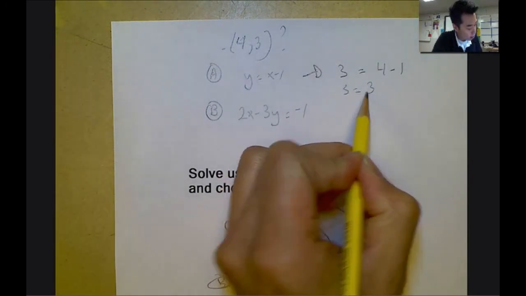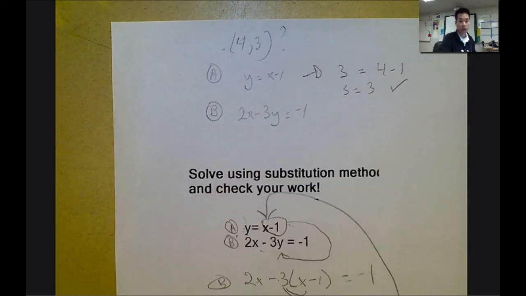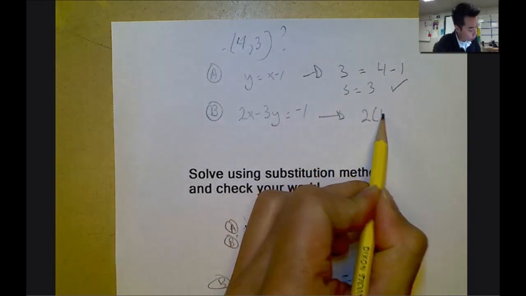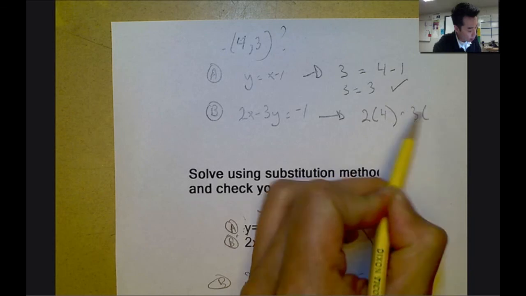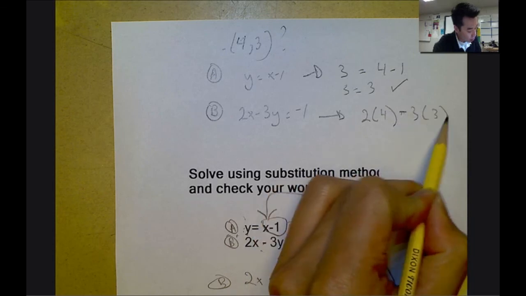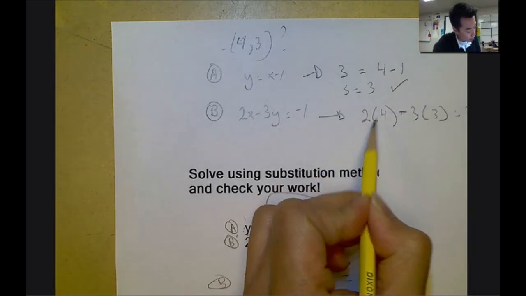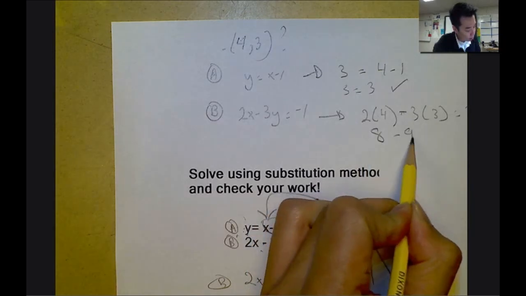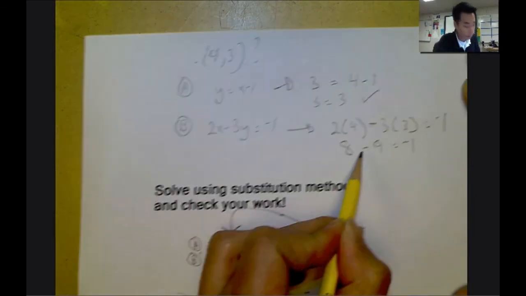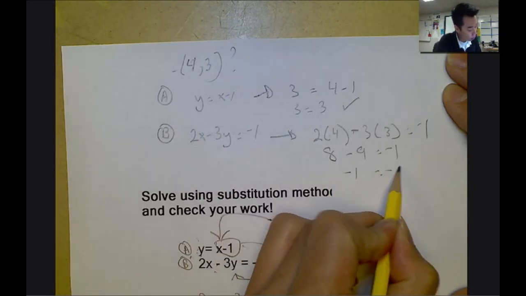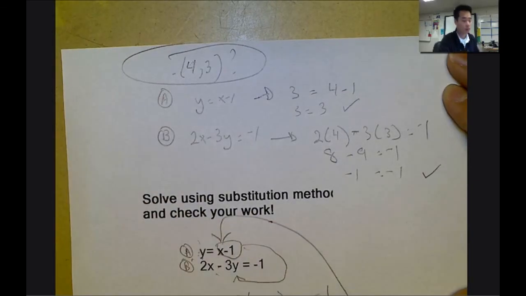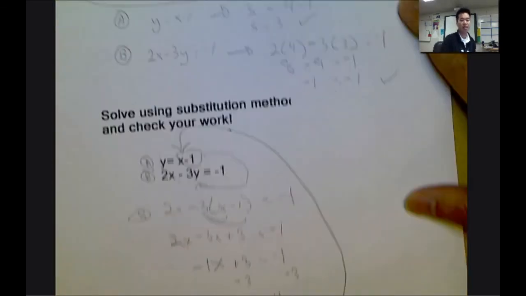3 is equal to 3. That checks out for equation A. Equation B, 2 times 4 minus 3 times 3 is equal to negative 1. 2 times 4 is 8, minus 3 times 3 is 9, negative 1. 8 minus 9, negative 1 equals negative 1. Checks out. So, yes. Okay, so that's the substitution method.